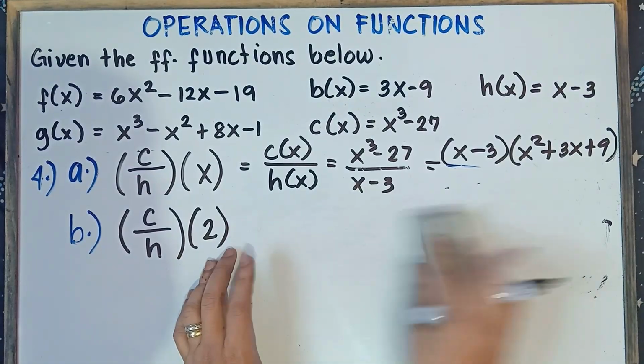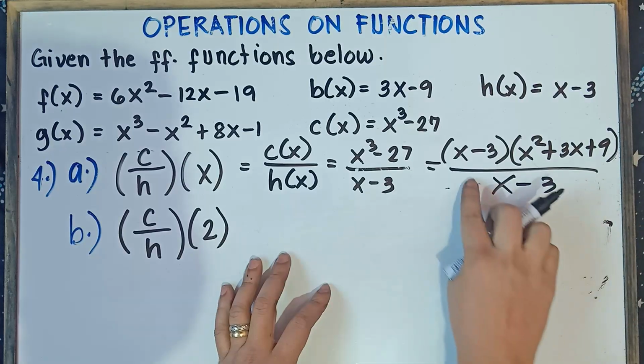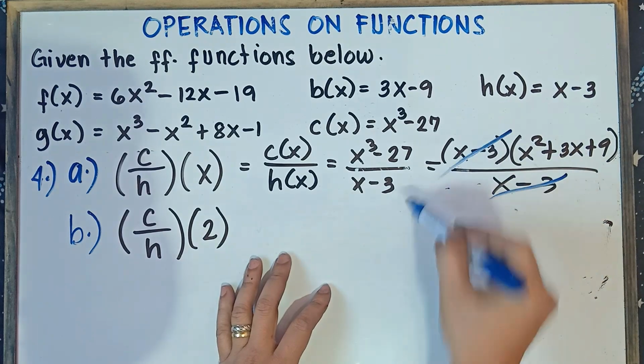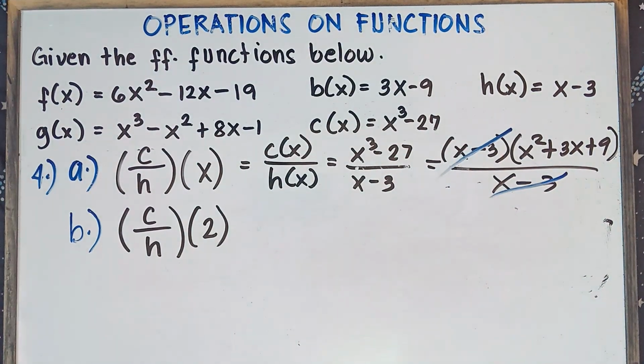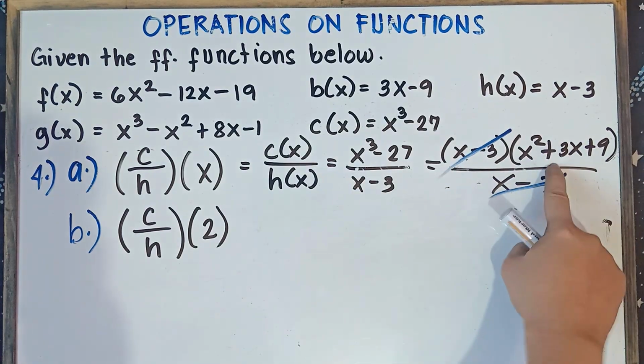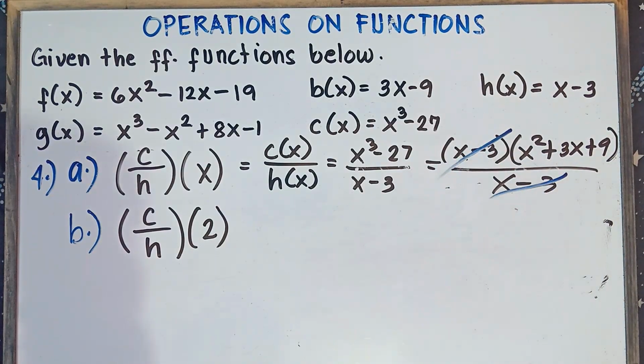Alright, and then our denominator, x minus 3. Same numerator and the denominator, we can just simply cancel this out. Therefore, our answer, class, with regards to letter A, that would be x squared plus 3x plus 9. Once again, because if the numerator and the denominator are the same, you can just simply cancel this out. That's it, class. That's the answer, class, with regards to letter A.